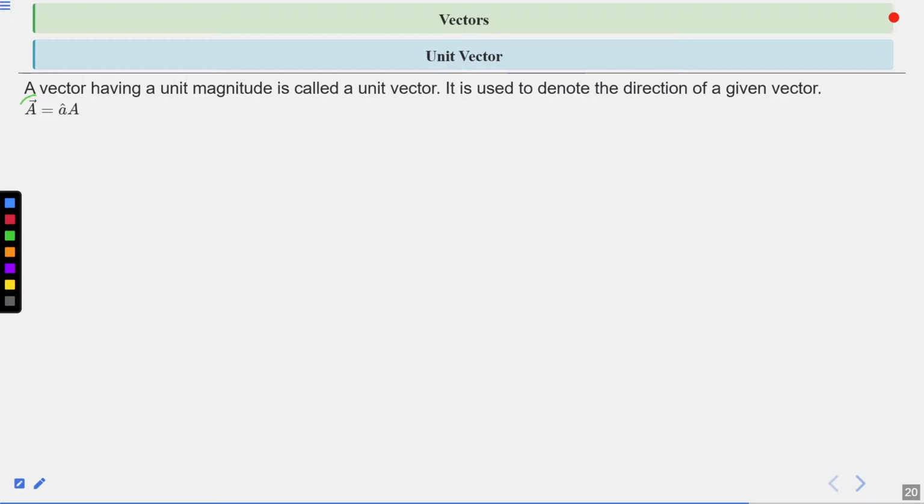So suppose we have a vector A. What will be the magnitude and direction? The magnitude of vector A is A and the direction is A cap. Suppose we talk about another vector B. How can we write the magnitude and direction? The magnitude will be B and the direction is B cap. So this is the representation of a unit vector.